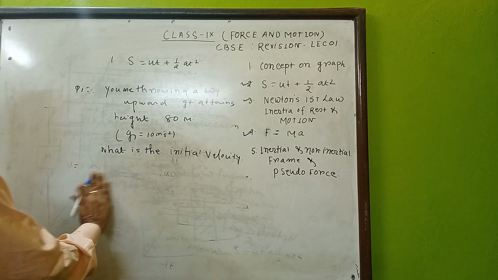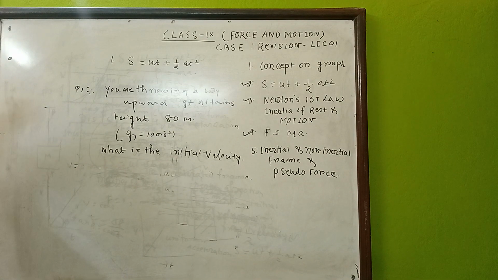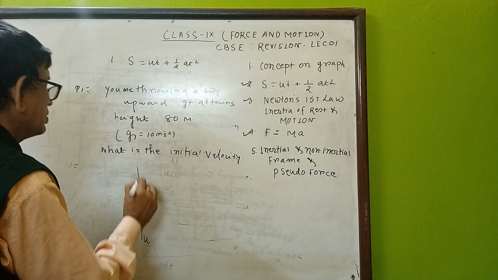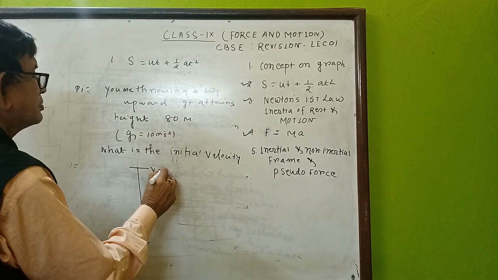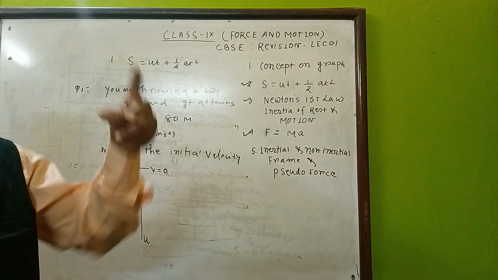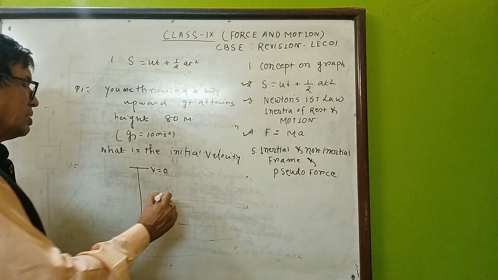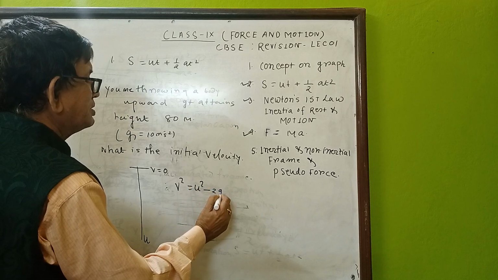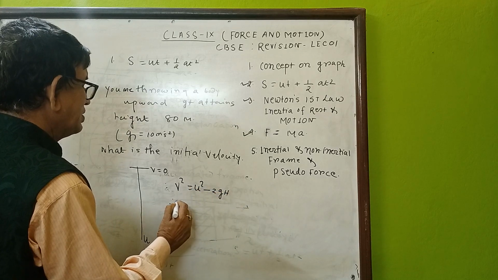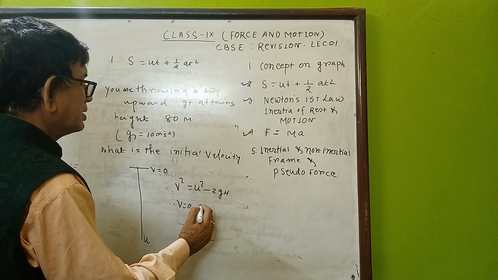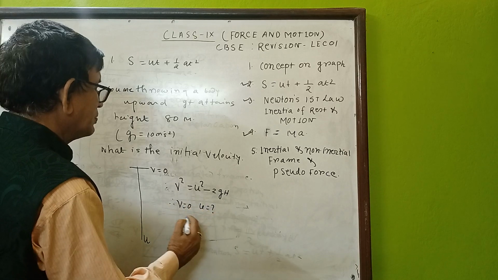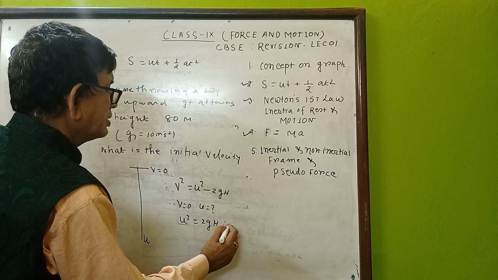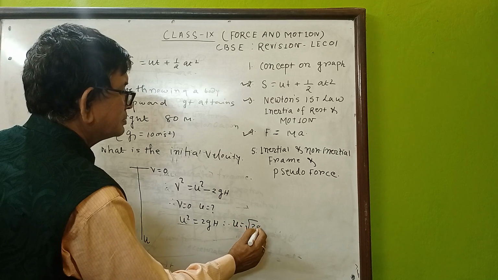This formula you are not using. Suppose you throw with velocity u, at the top point v equals 0, because when you are throwing a body upward, the velocity at the top point will be 0. So you get v square equal to u square minus 2gh. From that, with v equal to 0 at the top point, you get u square equal to 2gh, or u equal to root over 2gh.